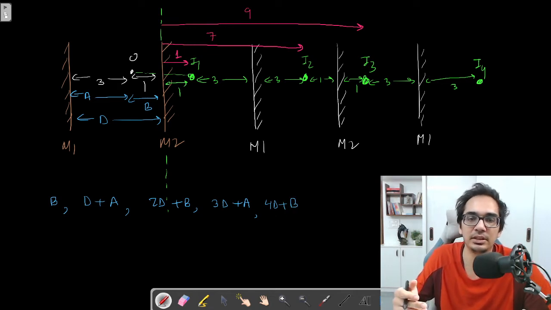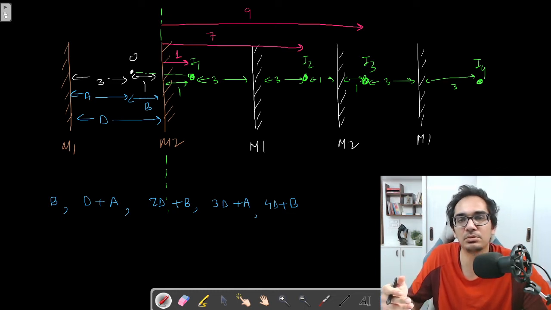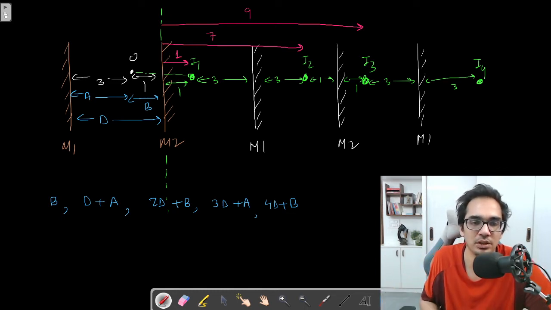First B, then D plus A, then 2D plus B, then 3D plus A, 4D plus B, 5D plus A, 6D plus B, and so on. Once B, then A, then B, then A, and keep on adding D every time.